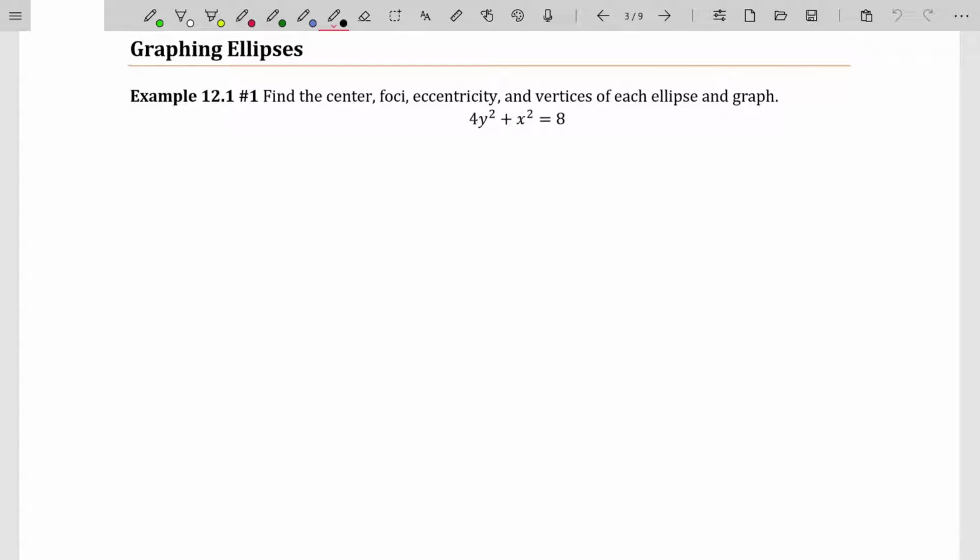And I'll try to include as much of the information that we've had in the initial video, which was all the definitions. So in this case, we're asked to find the center, the foci, the eccentricity, the vertices of this ellipse, and then to graph it.